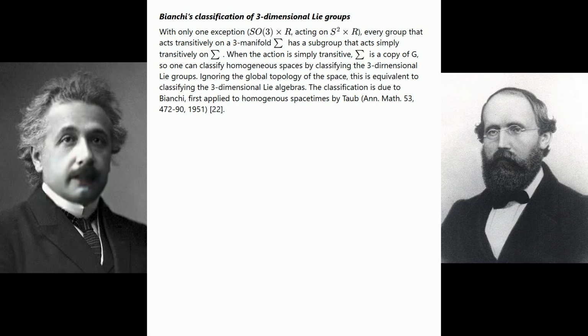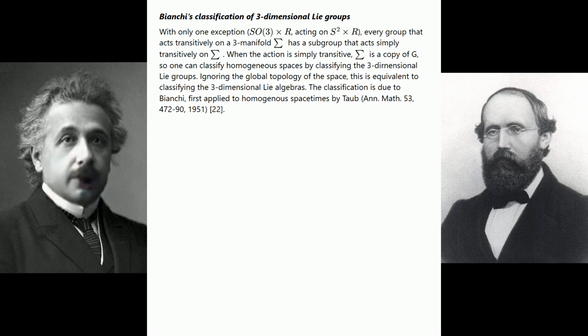Bianchi's classification of three-dimensional Lie groups, with only one exception, SO(3) times R, acting on S² times R. Every group that acts transitively on a 3-manifold Σ has a subgroup that acts simply transitively on Σ. When the action is simply transitive, Σ is a copy of G, so one can classify homogeneous spaces by classifying the three-dimensional Lie groups.